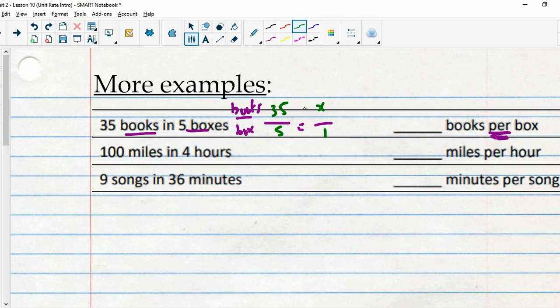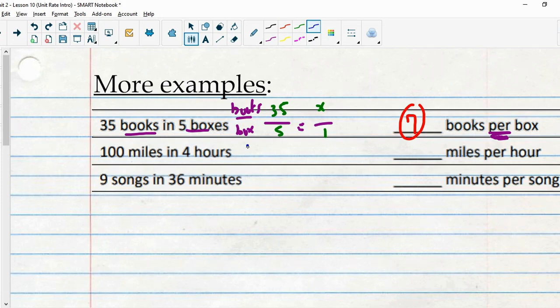I have to assume you know how to do the math by now, so I'm just going to write down the answer. I'll let you do the next 2 on your own. So 5 times what gives you 35? Yeah, 7. So press pause right now. Do these last 2, and then I'm just going to tell you the answer when we're done. Press pause right now.